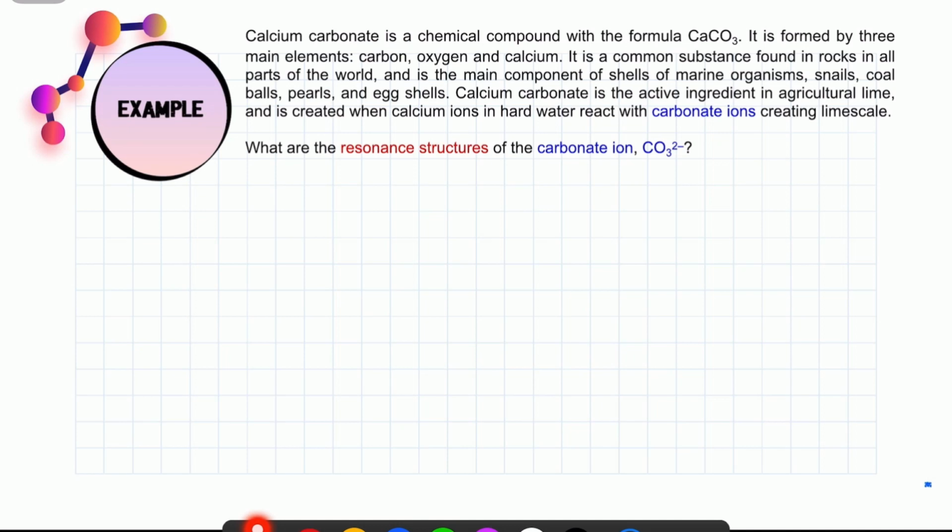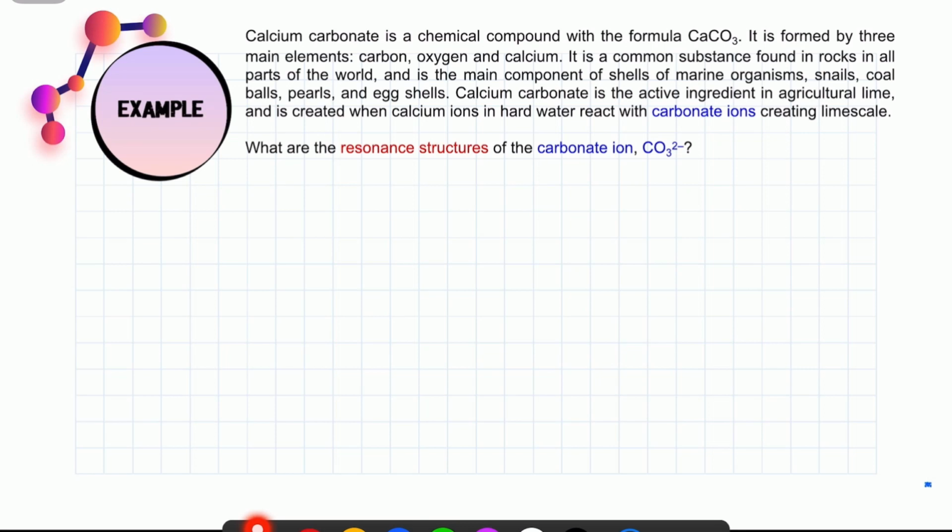Calcium carbonate is the active ingredient in agriculture lime, and is created when the calcium ions in hot water react with the carbonate ions, creating lime scale. So what are the resonance structures for the carbonate ion? This is the example. It needs you to draw the resonance structures for the ion, which is a negative ion and a polyatomic ion, because it has more than one type of element. It has carbon and oxygen.